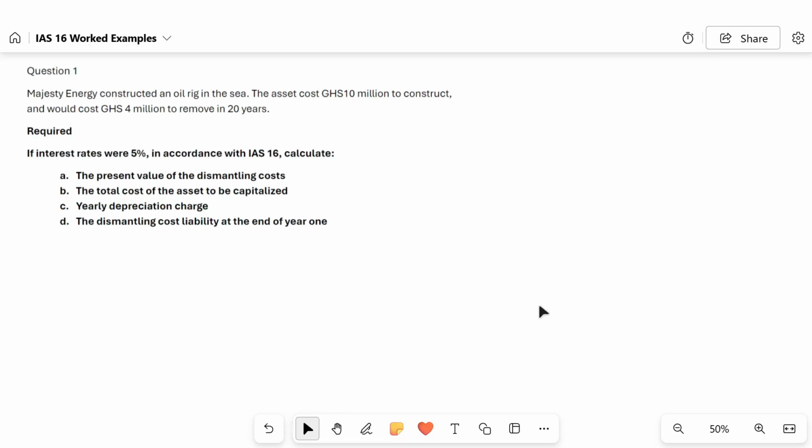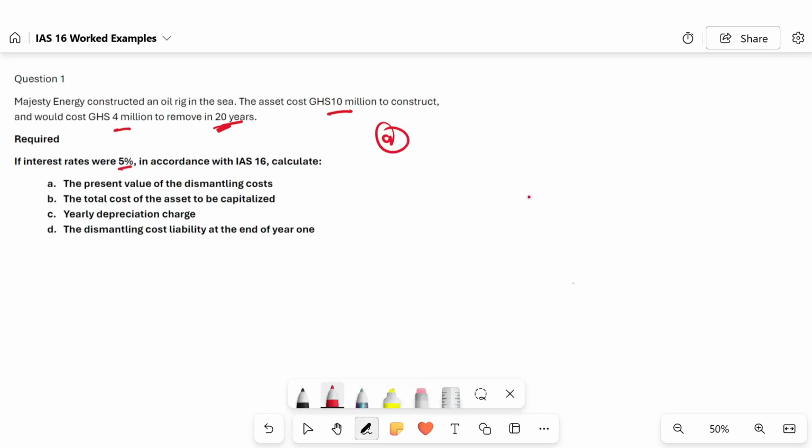Majesty Energy constructed an oil rig in the sea. The asset cost 10 million Ghana cedis to construct. It would cost 4 million to remove in 20 years. Required. If interest rates were 5%, in accordance with IAS 16, calculate the present value of the dismantling cost, the total cost of the asset to be capitalized, yearly depreciation charge, the dismantling cost liability at the end of year 1. A. The present value of the dismantling cost.